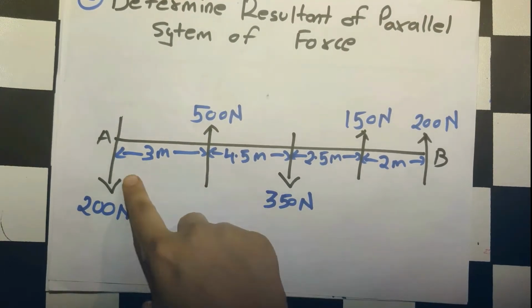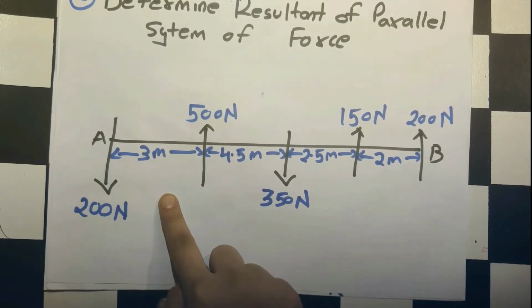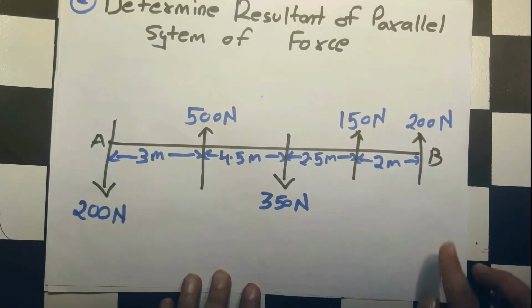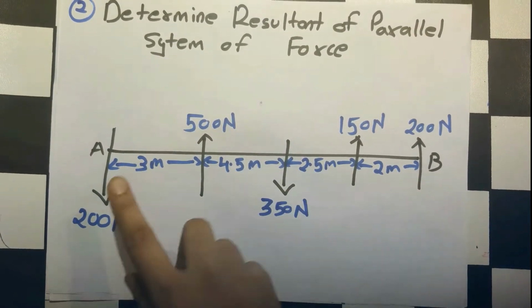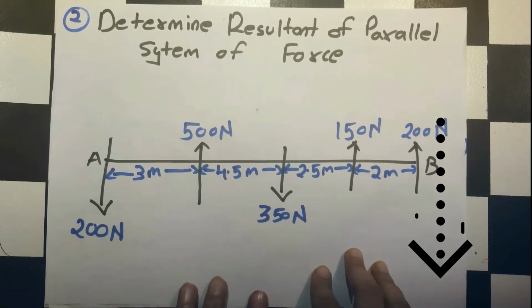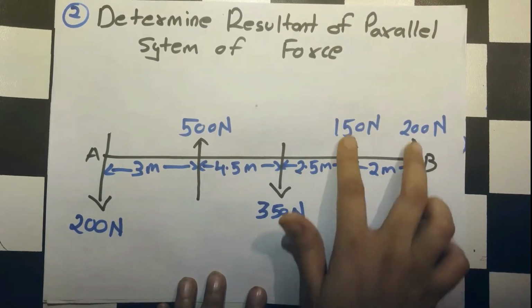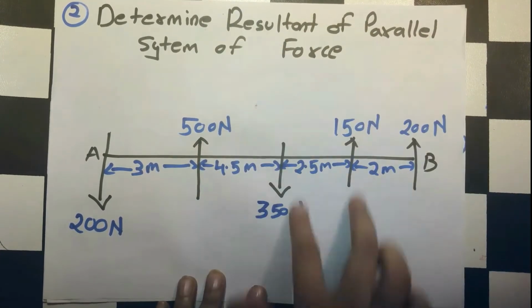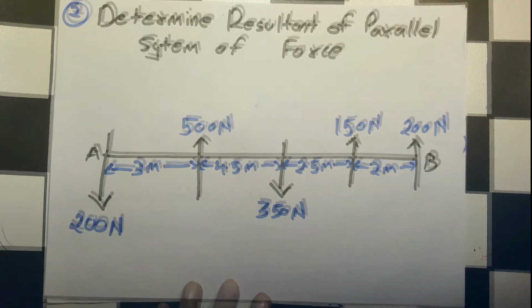See here, we have different types of parallel forces. Okay? All the forces here are vertical forces. They are not in the same direction. Few are upwards and few are downwards, but they all are parallel. The distances between them are not going to change across their line of action. So they are parallel. Okay.